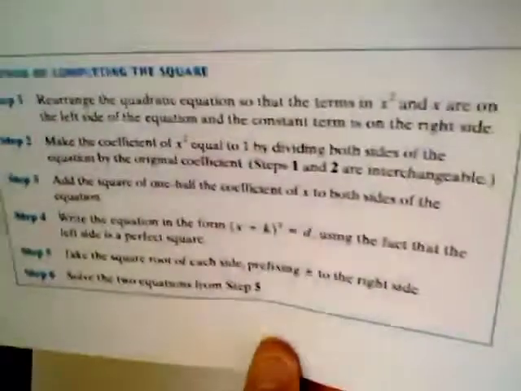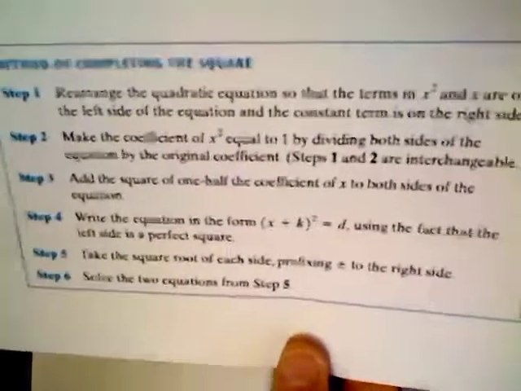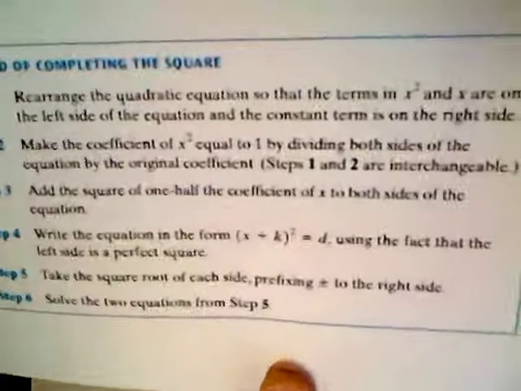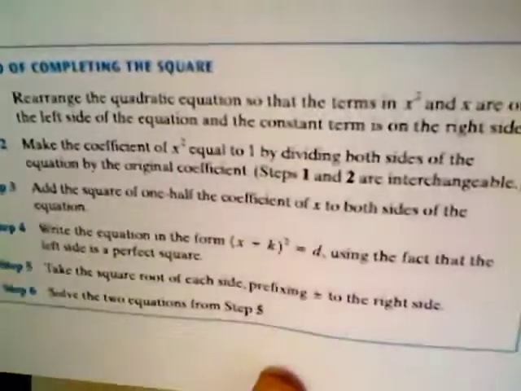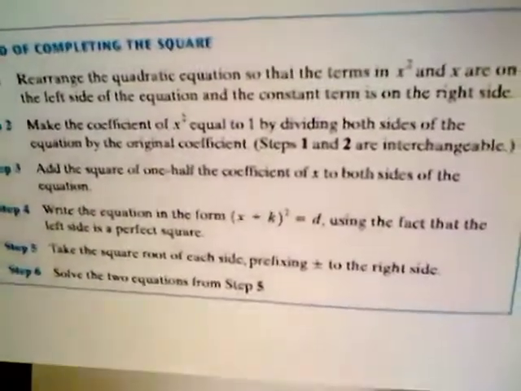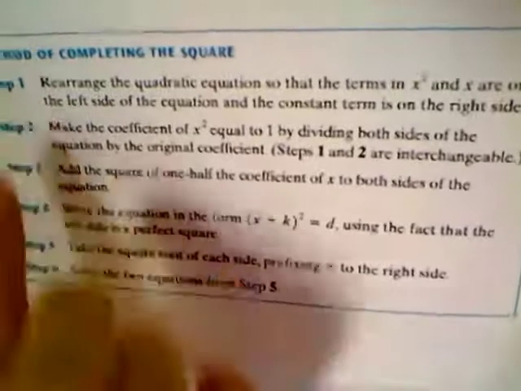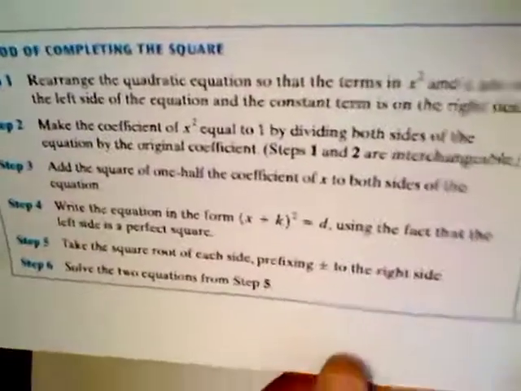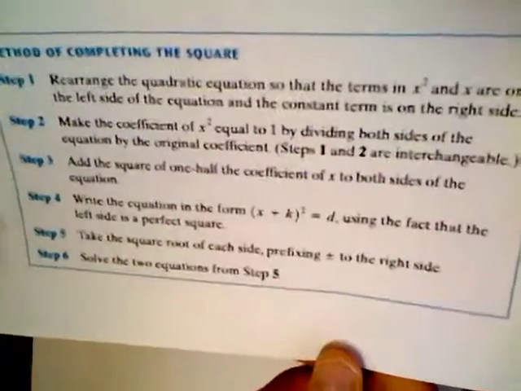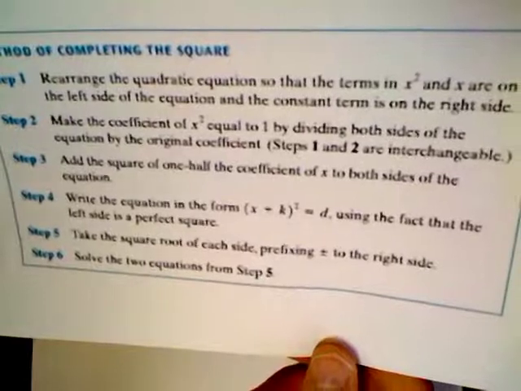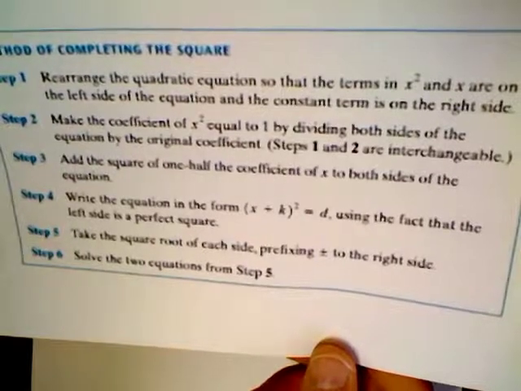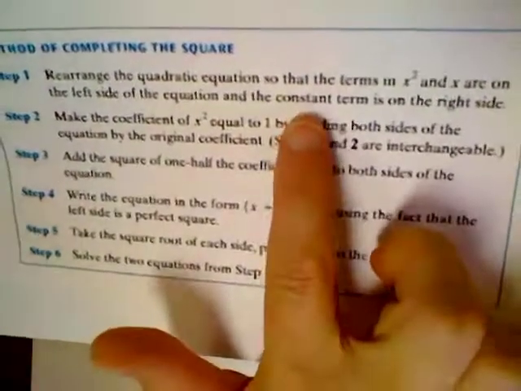Okay, I've grabbed the steps for completing the square from a textbook by Rattan and McWaters, published by Brooks/Cole, and I'll try to follow the steps as they've outlined them. Step 1, rearrange the equation so that the terms x squared and x are on the left side and the constant term is on the right-hand side.